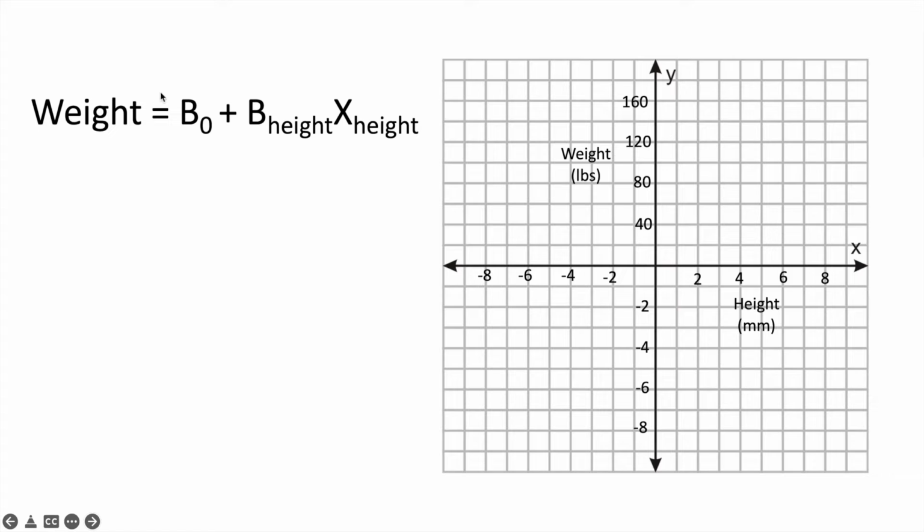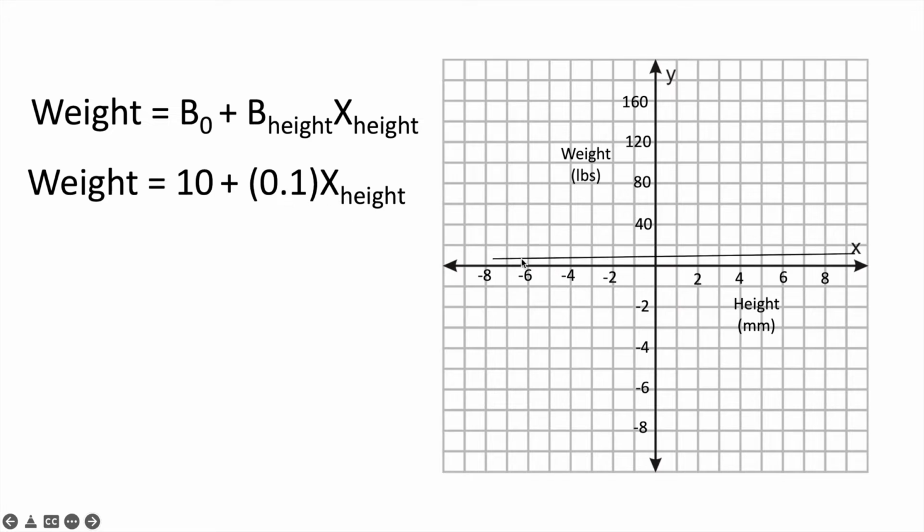For our weight-height relationship, you can also describe it similarly with y equals mx plus b, where now b just comes first, basically. And say we get our equation for the relationship between weight and height is 10 plus 0.1 x for height. So that means that the baseline weight here is 10 pounds, and a 0.1 pound increase for each 1 millimeter increase in height. And that line is really small.